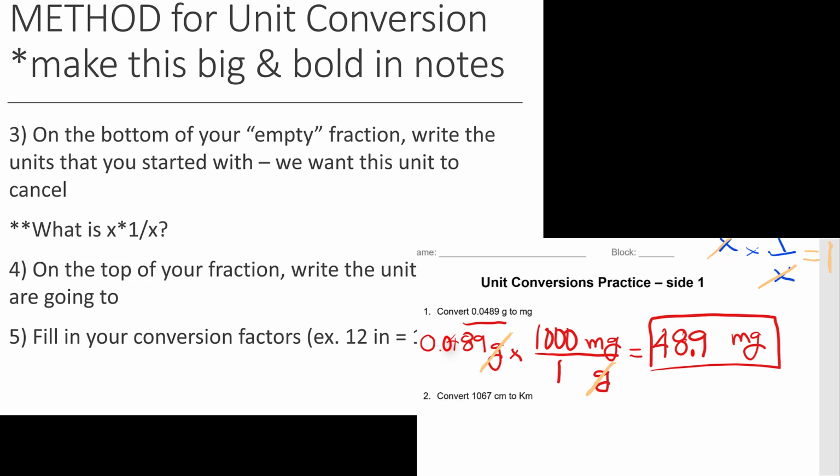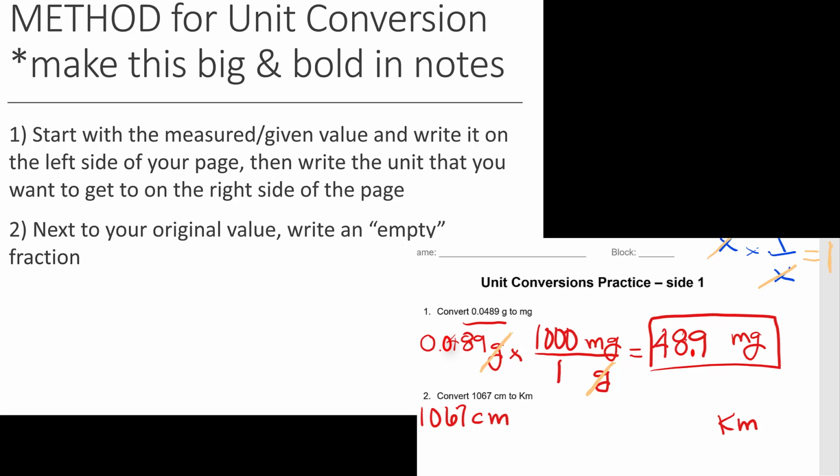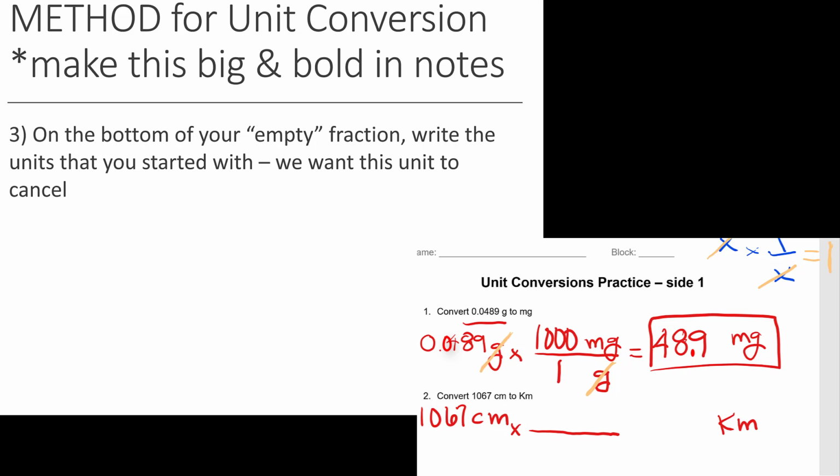So let's go back to the beginning. We're starting with our measured or given value, and we're writing it on the left side of the page. So that would be 1,067 centimeters. And then we're writing the unit that we are going to on the right side of the page. So that would be kilometers. So once we've got those units set up, we're going to draw in our empty fraction. So again, that empty fraction is really just a multiplication sign and then a straight line that becomes your divisor. On the bottom of our empty fraction, we are going to write the units that we started with, the ones that we want to cancel out of. So since we started in centimeters, we're going to put centimeters on the bottom of this fraction.